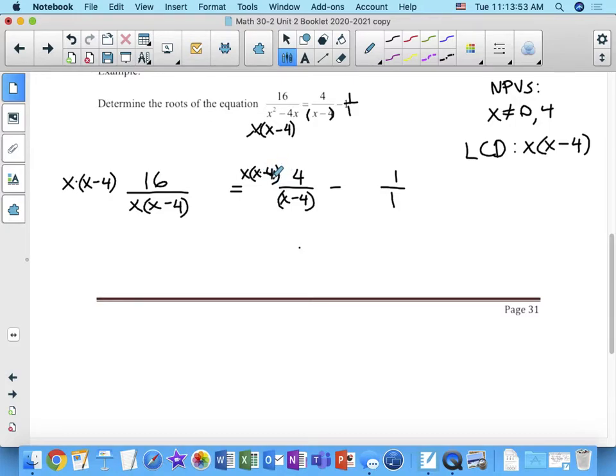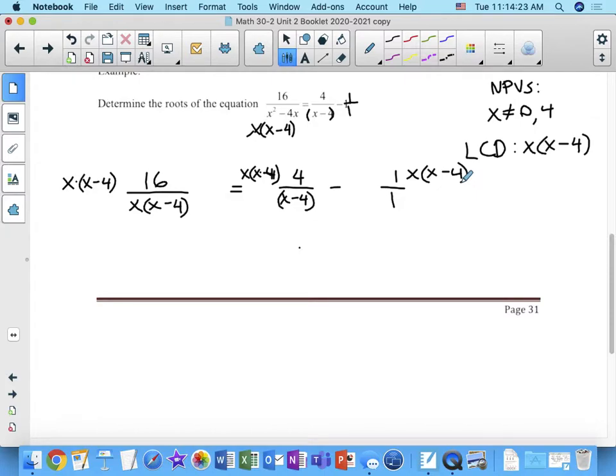My pen's not reacting very well, I apologize for that. And then this gets multiplied by x times x minus 4. So that step's almost mechanical. You're just going to do that without thinking about it. Okay? And now let's cancel what we can. The idea of this is to cancel factors in the denominators.